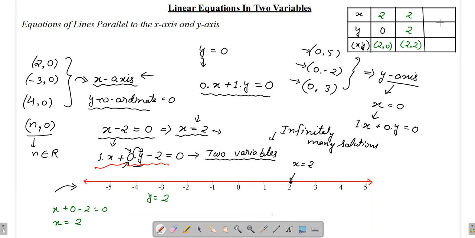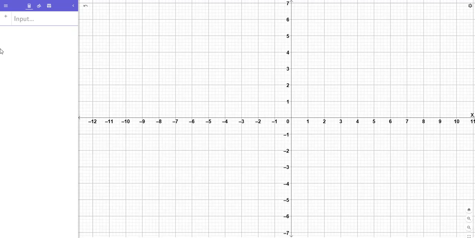If I put y as, say, 4, then also I'll get the value of x as 2. So it becomes (2, 4). So we have got these 3 points, and let's see what we will get if we plot these points in a Cartesian plane. So the points are (2, 0), (2, 2) and (2, 4). So let's plot the points over here.